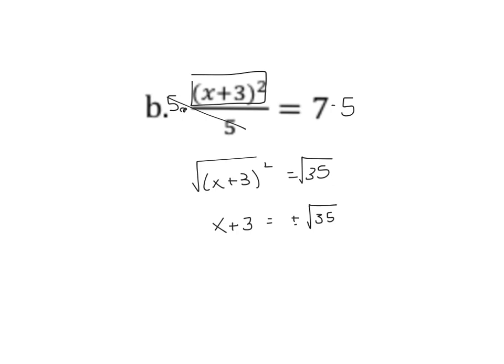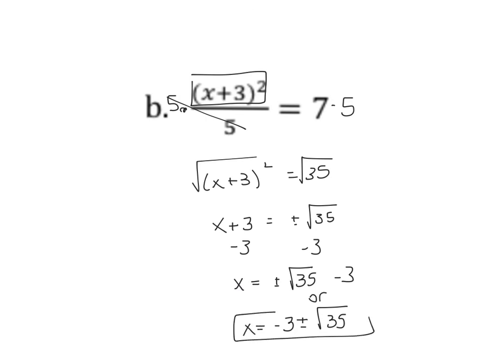I have to ask myself if the square root of 35 can be simplified. No perfect square goes into 35, so that's as far as we can take it. But x still isn't by itself. We have to undo this plus 3. So we're going to subtract 3. Now, unlike example A, we cannot combine square root of 35 and 3. So we're actually going to leave it either like this, or how you'll typically see it is negative 3 plus or minus root 35. Notation-wise, that second is a better way to write it.